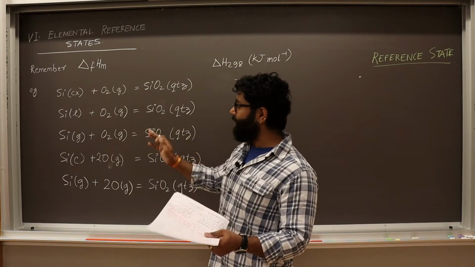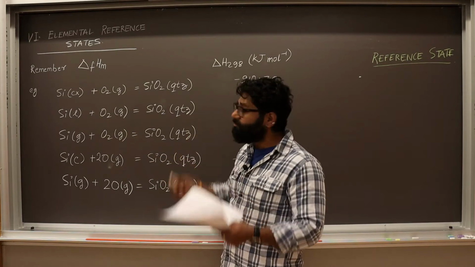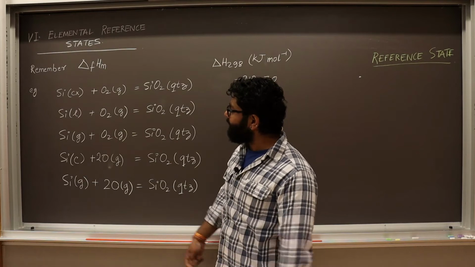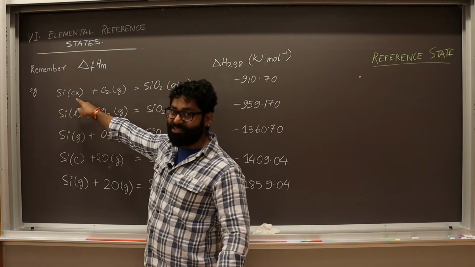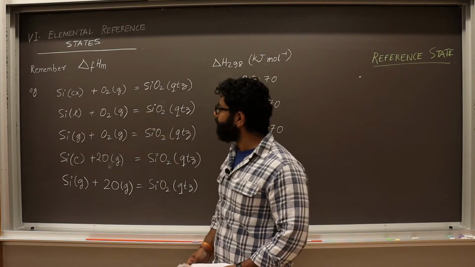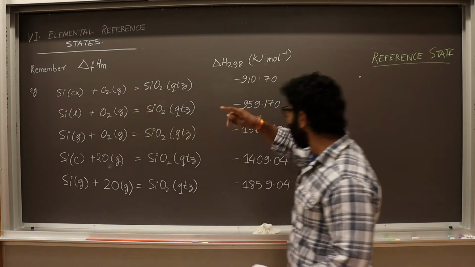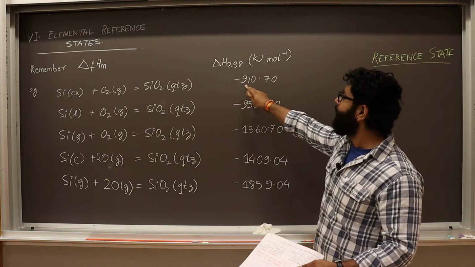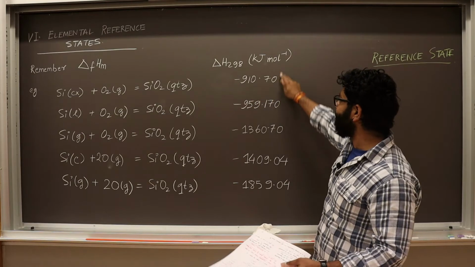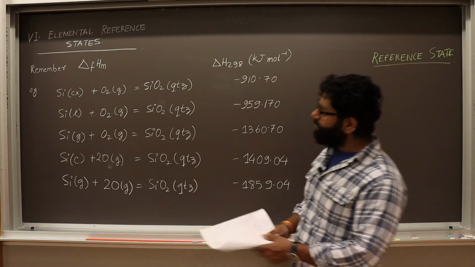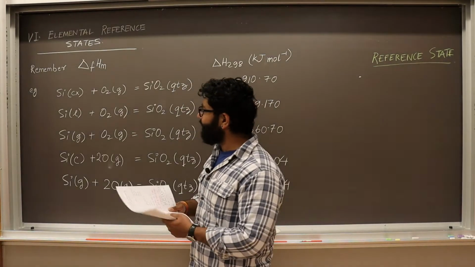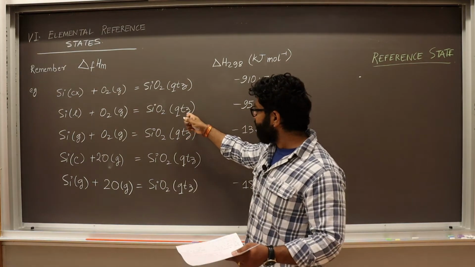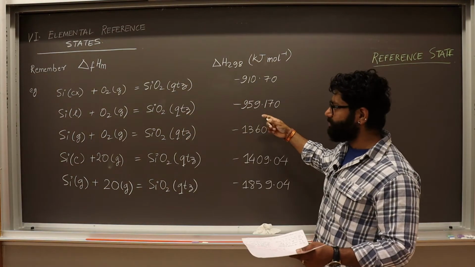However, the constituting elements, silicon and oxygen, are in different states. How? You see, in the first equation, the silicon is in the crystalline state and oxygen is in the gaseous state. For that, the delta H of the reaction at 298 Kelvin is minus 910.7 kilojoule per mole. But if we take silicon liquid instead of silicon crystal, we get quartz, but the delta H changes for obvious reasons.